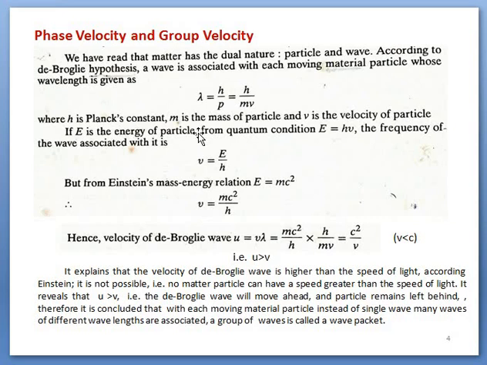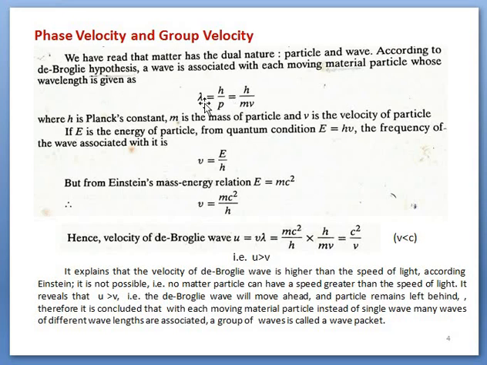Let us know the concept behind obtaining a wave packet. First of all, as we know, in the previous lecture we discussed de Broglie's concept. According to him, with each matter particle, a wave is associated, which is known as a matter wave. The velocity of that wave is known as phase velocity. In other words, the velocity of a single wave is known as phase velocity.